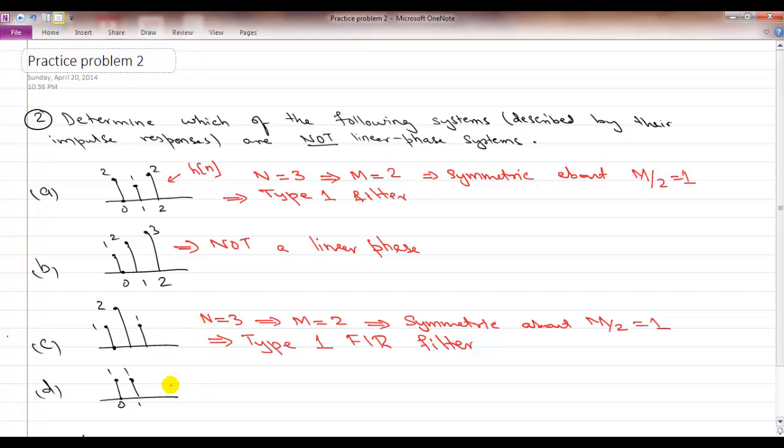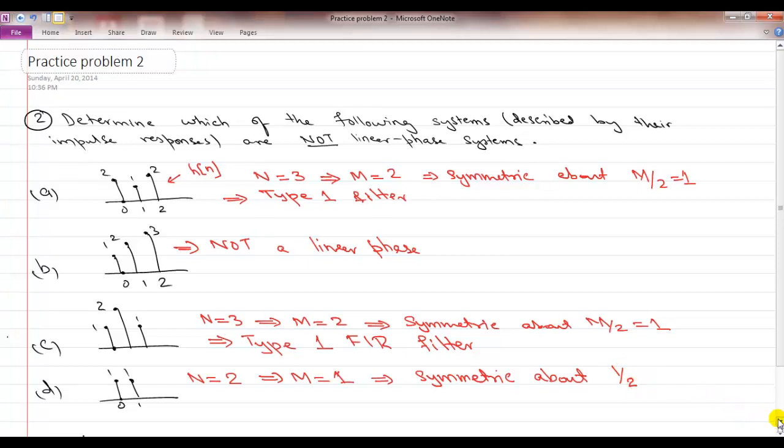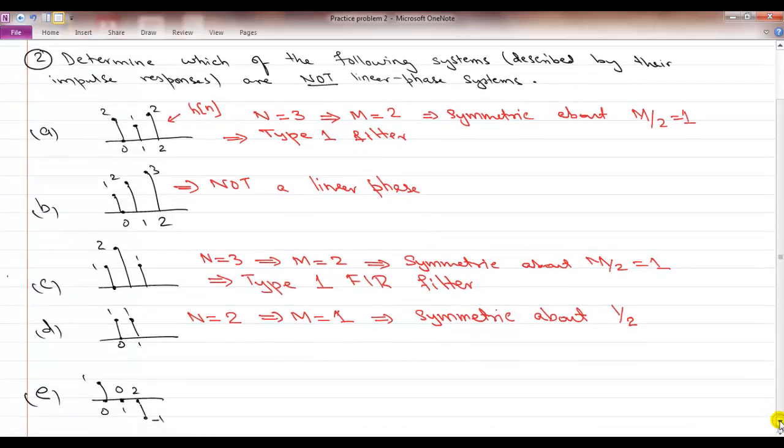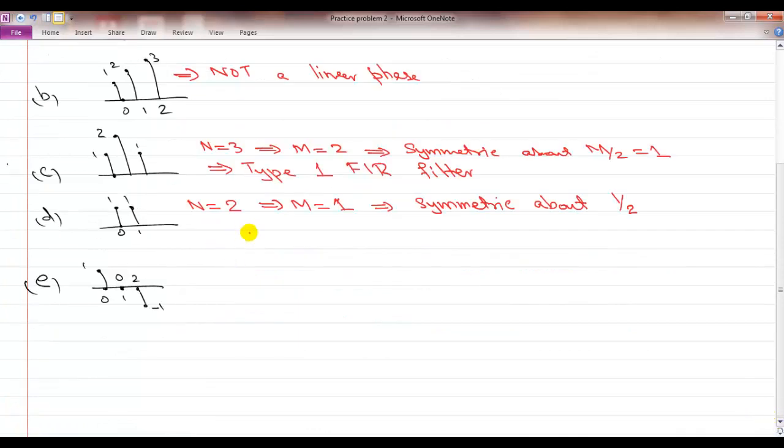Now which type is it? So N is equal to 2. This means that M equal to 1. This means this is symmetric about 1/2. So what kind of a filter is this? This is a type 2 filter.